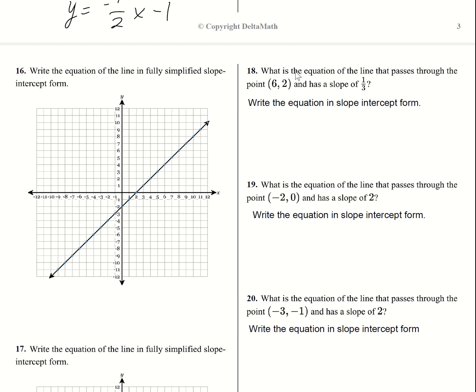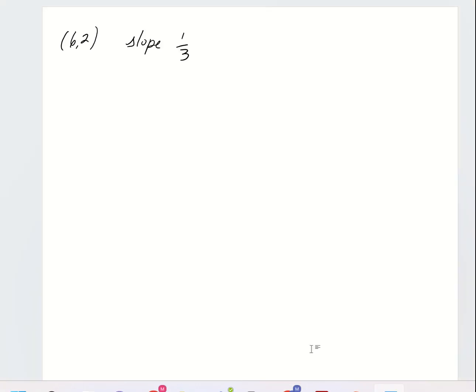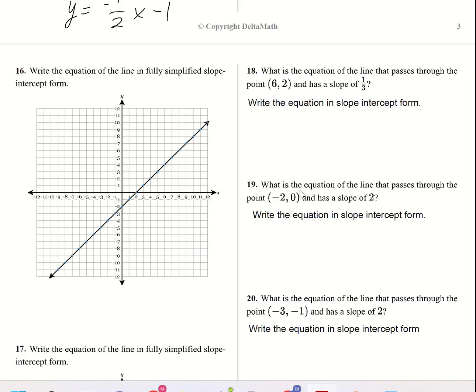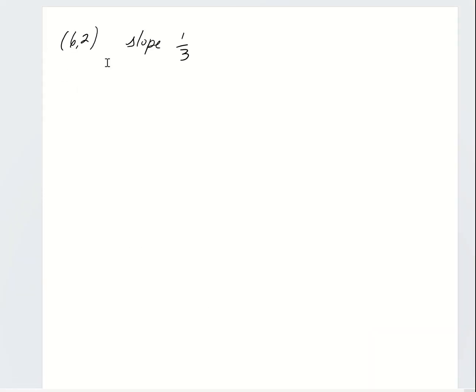Okay, here they're asking, what is the equation of the line that passes through the point 6, 2 and has a slope of 1/3? So I'm going to move to Microsoft Word. And it specifies, write the equation in slope-intercept form. Great. Okay, so I have a point and I have the slope. So I can use point-slope form to get an equation for the line. So y minus y1 is equal to m times the quantity x minus x1. My slope is m. This is y1, or sorry.